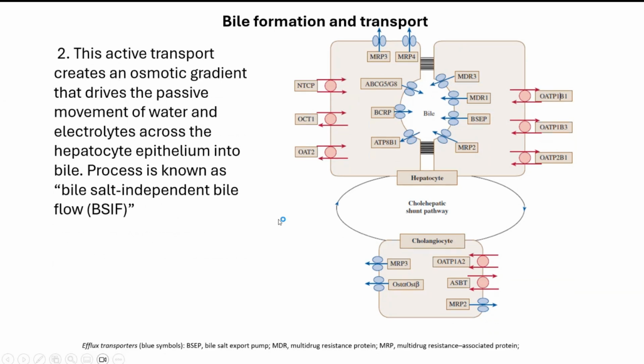And there is one more method. This active transport creates an osmotic gradient that drives the passive movement of water and electrolytes across the hepatocyte epithelium into bile. This process is known as bile salt independent bile flow. So water and other electrolytes are also drawn into the canaliculi.